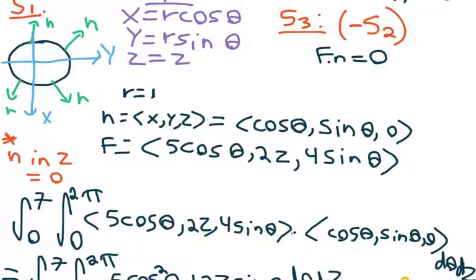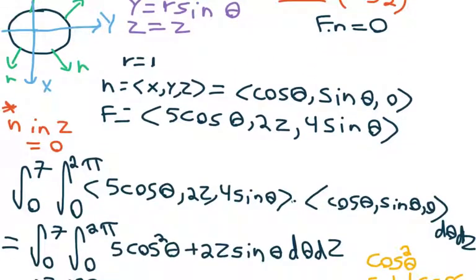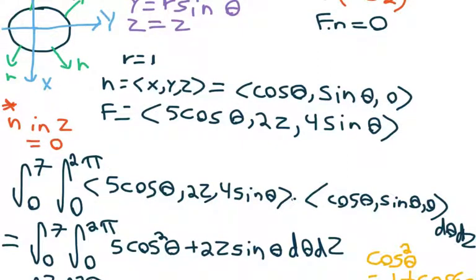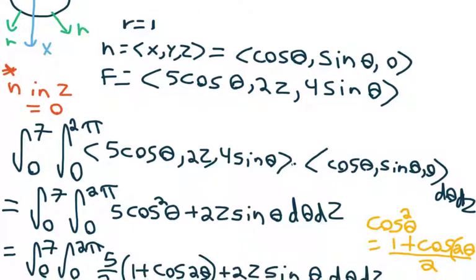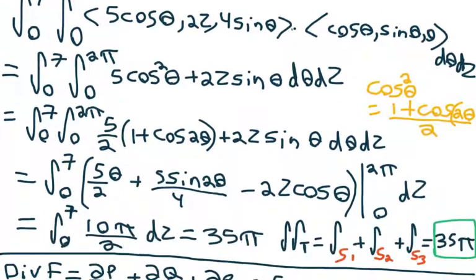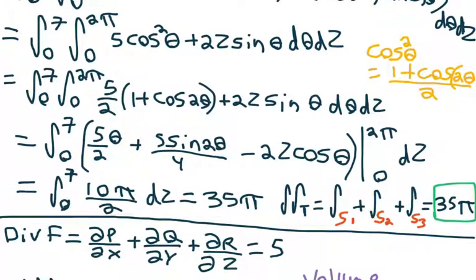Then, if we do the dot product, we change our dA to dθ dz, and we do the integral from 0 to 2π with respect to θ and 0 to 7 with respect to z. We get the following equation down below. We can then solve the integral, and we get a final answer of 35π for that integral. The last step is to take what we found for surface 1, surface 2, and surface 3 and sum them up, which gives a final sum of 35π.